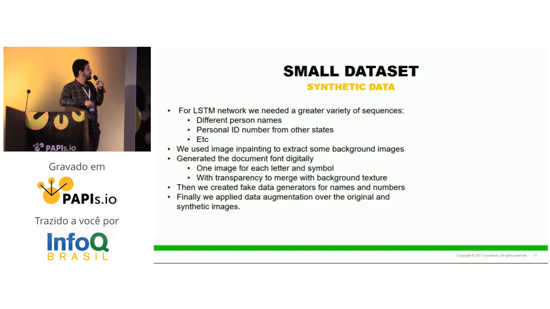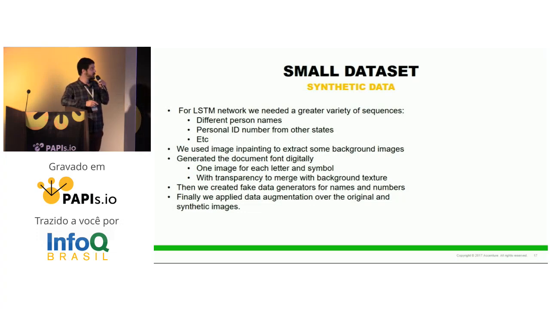And then we used image inpainting, so we extracted some backgrounds from the original data. Inpainting is a technique that tries to reconstruct the background. So you remove information from the image, and then you apply inpainting. It tries to reconstruct the background. So we had to remove the original name, for example, of one of the CNH driver licenses.